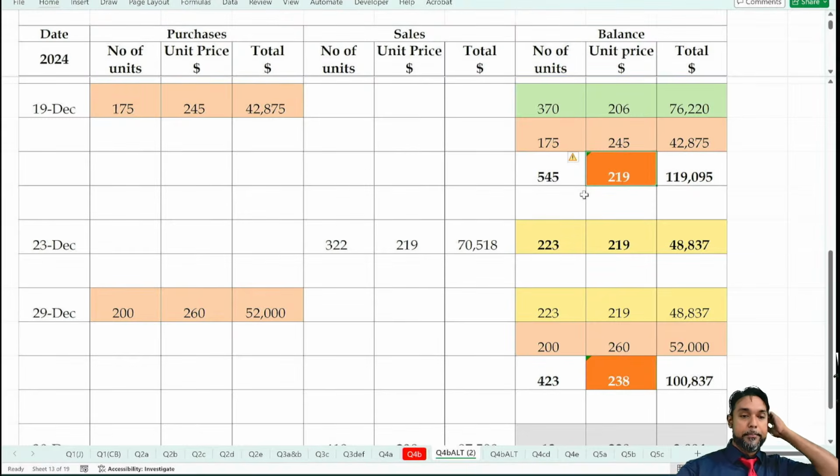Now we had a sale of 322. So if you had 545 and you sold 322, when you subtract 322 from 545, you get what you have left.